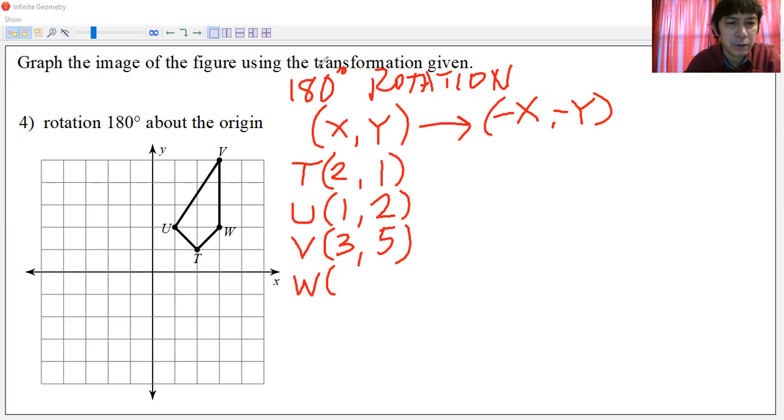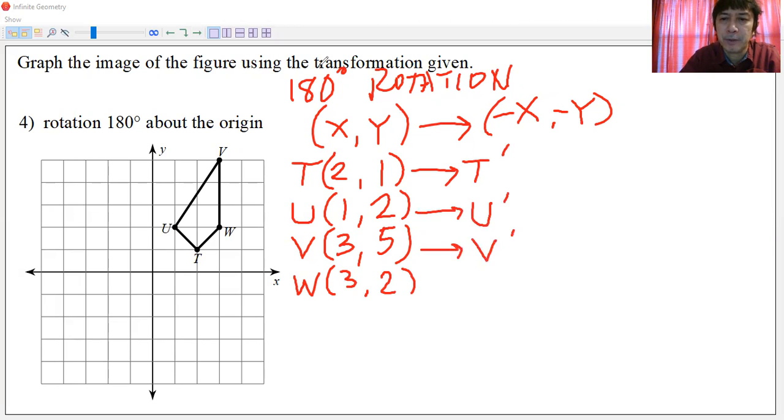Our point W is at 3, 2. There, all right. So let's have the points for the image. These are T prime, U prime, V prime, and we have this next W prime. All right, let's compute one by one.